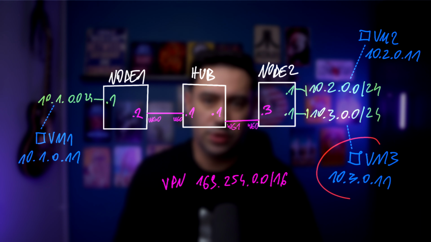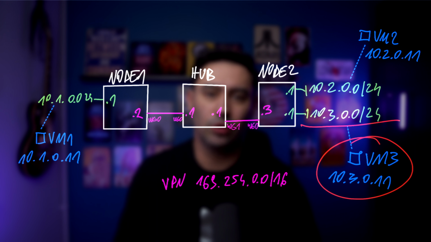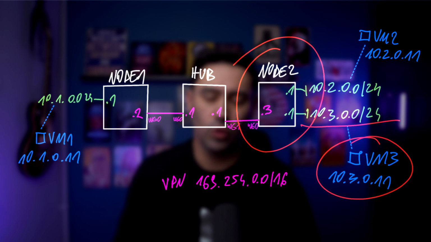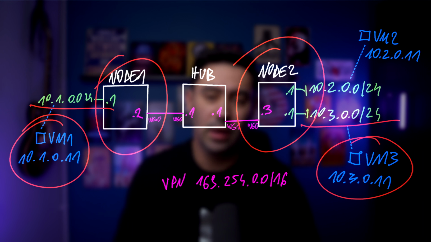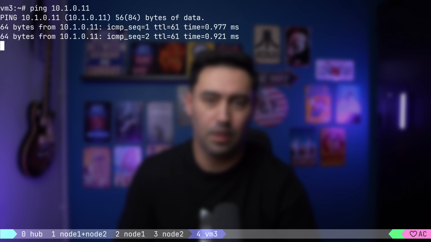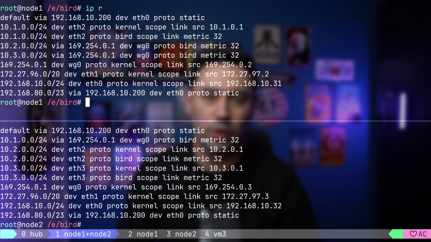If we go to VM3 inside the 10.3 private network, behind node 2, and try pinging VM1 inside the 10.1 private network behind node 1, the connection works. Let's do some more cleaning. First of all, we see some duplicate routes. For example, 10.1 route is directly attached. We see the same route learned from OSPF. We can easily filter out these routes so we have only the routes for the network that's directly connected. We don't need to learn about a route that we already have.